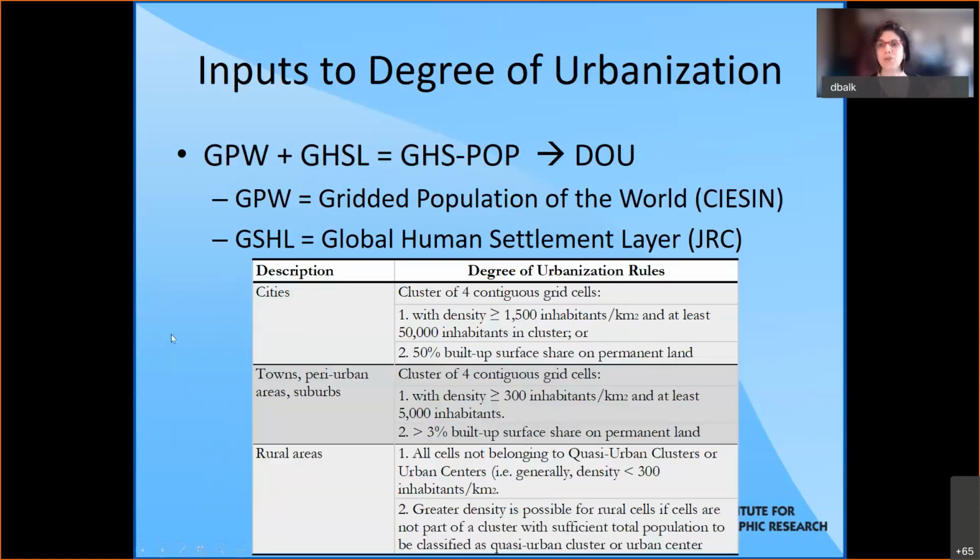The inputs to the degree of urbanization, we'll hear more about it, are basically the gridded population of the world and the global human settlement layer, which get translated into yet another product. Then a suite of rules, which are very transparently applied, are given here. If a country disagreed with these rules, there could be country-specific applications. But without comparisons with fine-grained spatial data at a country scale, some of those comparisons can't happen.